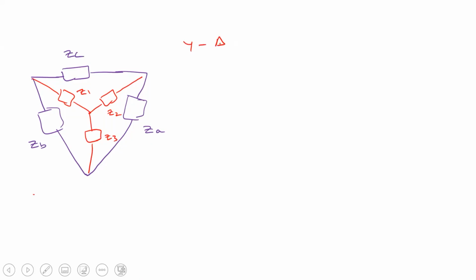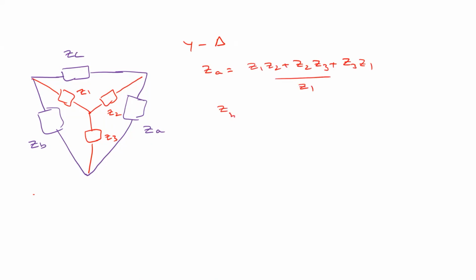So we can convert this from star to delta. For star to delta, what are the formulas? How to calculate ZA? ZA is Z1 Z2 plus Z2 Z3 plus Z3 Z1, divided by Z1. Similarly, ZB and ZC. You are aware of these things, right?